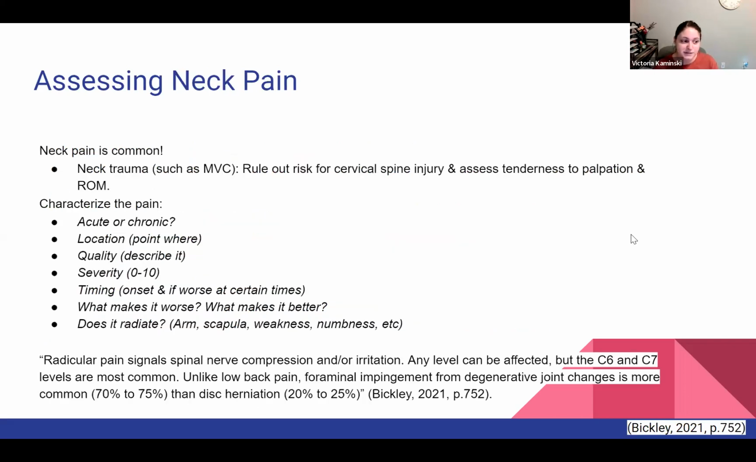In assessing neck pain specifically, this is very common, and you're going to see this in varying degrees in acute and chronic. What we need to be sure of is if it's a traumatic mechanism, like a car accident or even a bicycle accident where they're over the handlebars or fall on their side. You want to rule out the risk for cervical spine injury and assess tenderness to palpation and range of motion. Those are the tools that are going to help you decide if imaging is actually needed for that patient. So again, characterizing the pain: acute or chronic, location, quality, severity, timing, what makes it worse, what makes it better, and does it radiate? Radicular pain definitely signals nerve compression, and you can see additional information there.